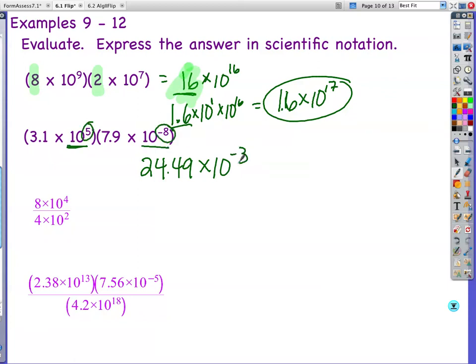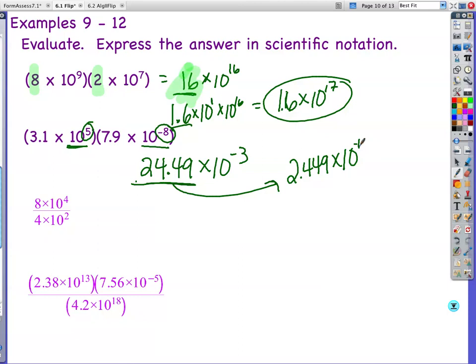I get negative 3. Okay, I can switch this right now, or I think in this case, I'm going to move the decimal right away. Negative 3, so I'm going to go, oh, I don't like that either. I am going to switch it just to make our lives better. I'll do it the same way I did the other. I'm going to go 2.449 times 10 to the negative first.